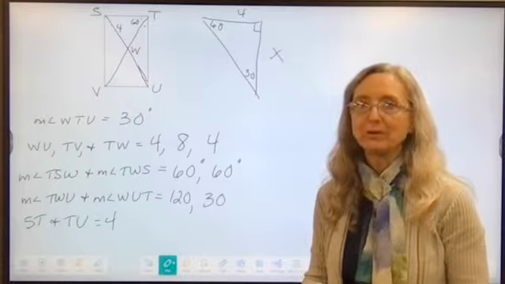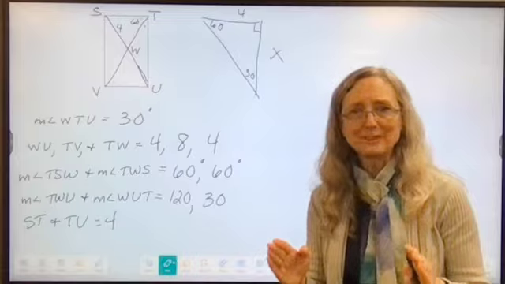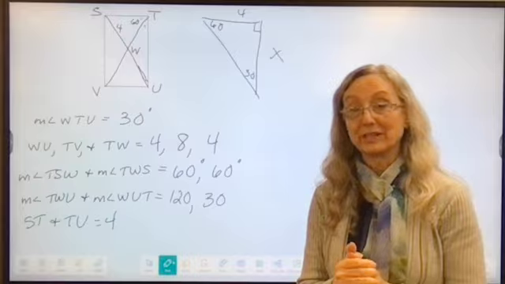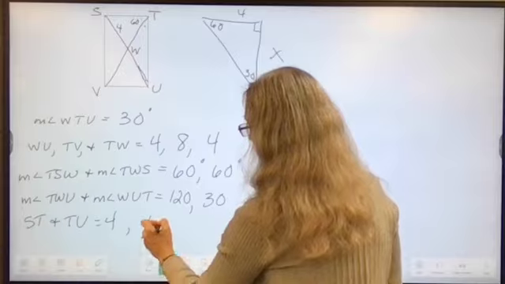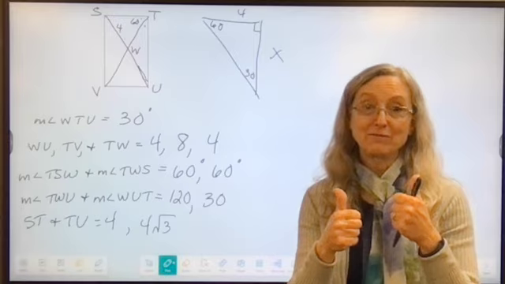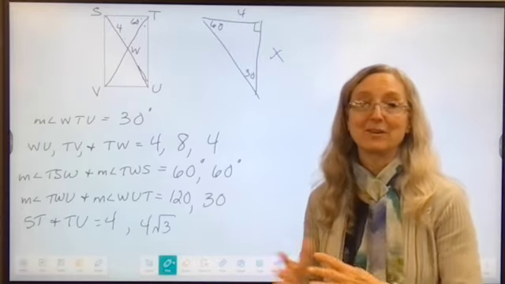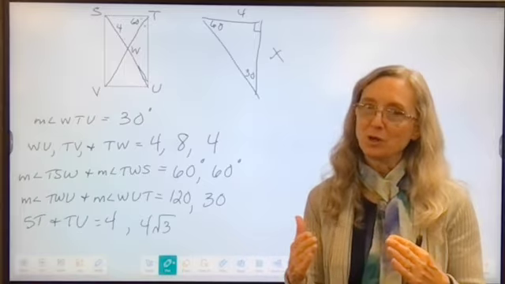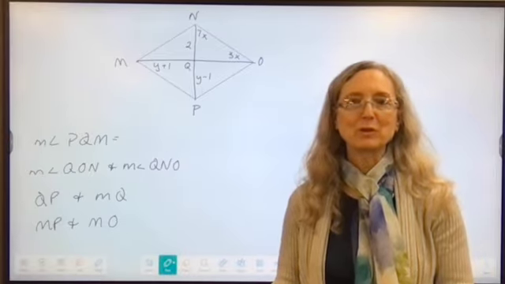And if you remember, in a 30, 60, 90 triangle, and if you don't, it should be in your notebook, the long leg is the short leg times the square root of 3. So TU is 4 square root of 3. That one was hard. Give yourself extra bonus points if you figured that out. So that's how to take all the different parts of a rectangle and figure them out because you know the characteristics of a rectangle. Okay, let's do a similar one with a rhombus.